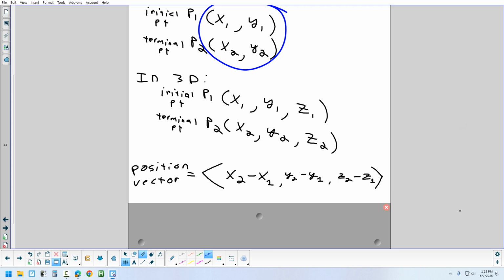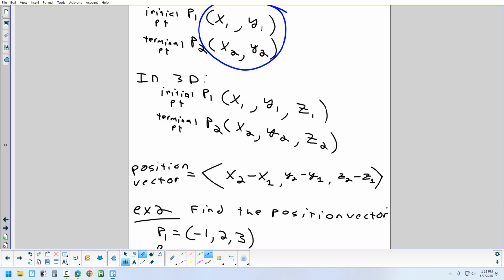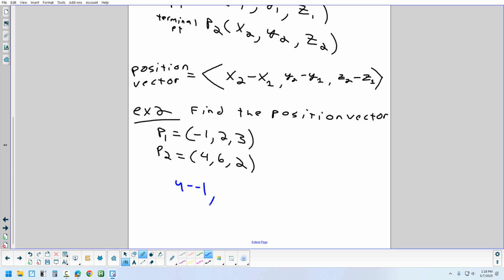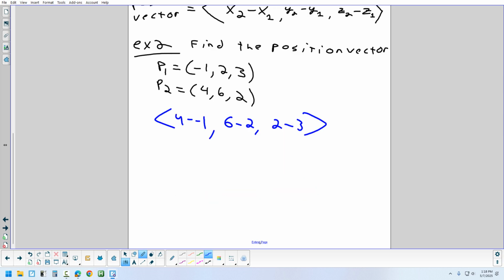All right, so let me give you a point, and let's see if you can find the position vector. P1 is negative 1, 2, 3. You do 4 minus negative 1, which is 5. Then you do 6 minus 2, and then you do 2 minus 3. And what is that vector? That's a position vector, and what would it actually be? It would be 5, 4, negative 1.